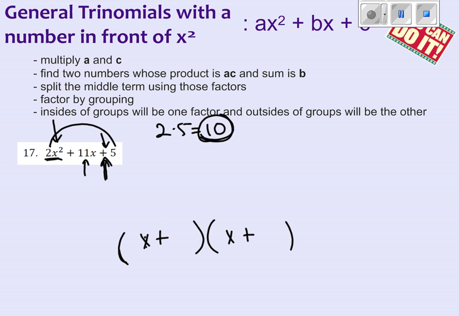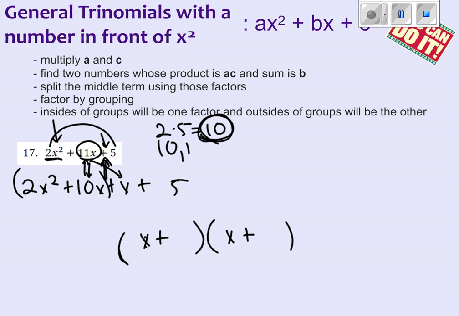So here's what I want to do. Factors of 10 that add up to 11. Well, that's easy. That's 10 and 1. Here's what I want to do. I want to rewrite the middle term using my factors. So I want to rewrite 11 into 10 and 1. Now I did this for a reason. Now I want to group them, to break it into 4 terms and group them.